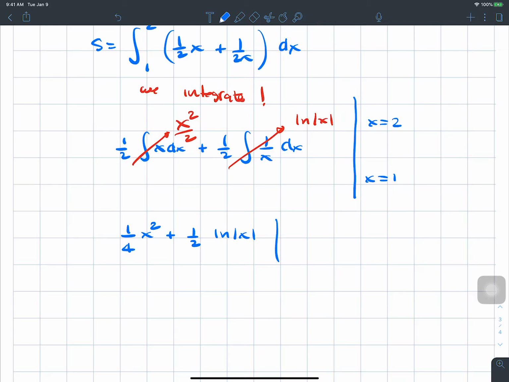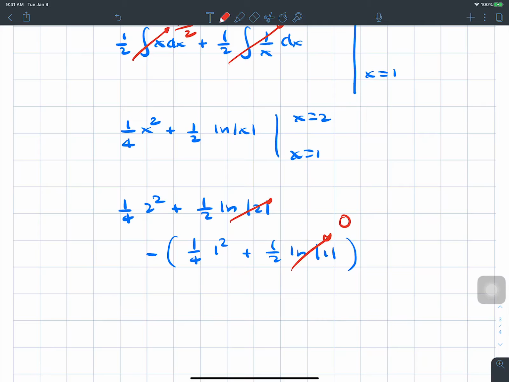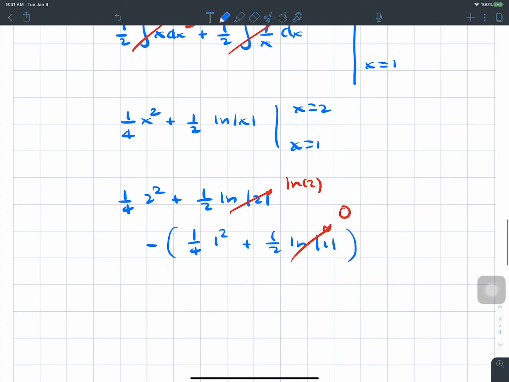Okay, evaluate this from x is 1 to x is 2. So let's do some arithmetic. We get 1/4 times 2 squared plus 1/2 natural log absolute value of 2, minus 1/4 times 1 squared plus 1/2 natural log absolute value of 1. This is 0, and this is just natural log of 2. And let's not forget, 2 squared here is 4, so we're going to get a nice 1 here.